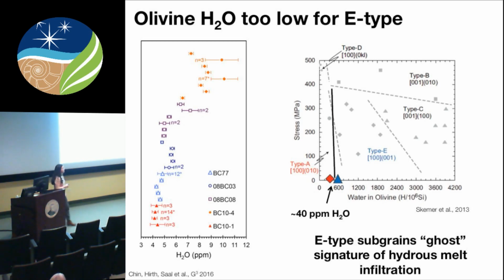So the only explanation for this that made sense was that perhaps these subgrain boundaries are actually like a ghost signature for hydrous melt infiltration. The water, as we know, diffuses really quickly, but because of the way dislocations move, they're coupled with a lot of other cations, and perhaps there's a decoupling between just the water and the subgrain boundaries, in the final equilibration of those.